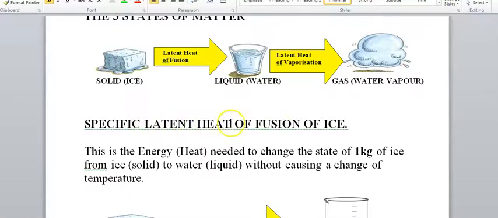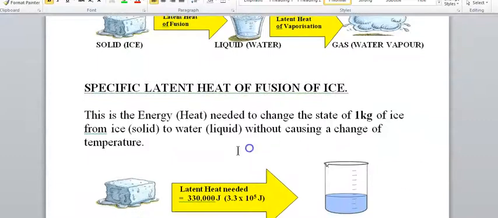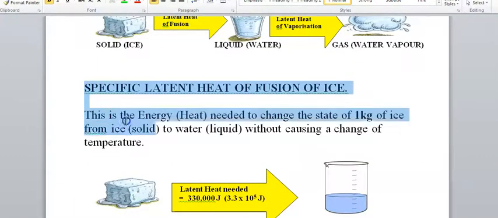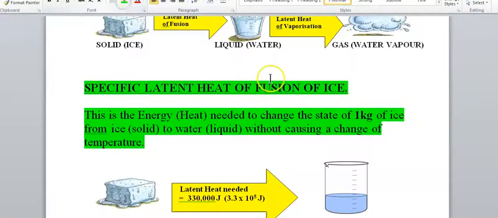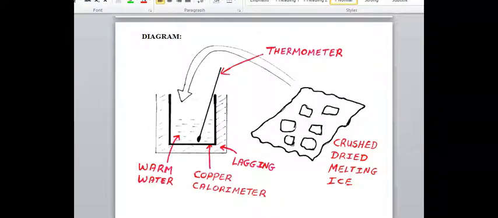So the specific latent heat of fusion of ice is a definition that we need to learn. It is the energy or the heat needed to change the state of a kilogram of ice from solid to liquid without causing a change of temperature, and it's a value for this that we are seeking in our experiment. Now, moving on to the experiment itself, and in reality this is a particularly easy experiment to carry out.